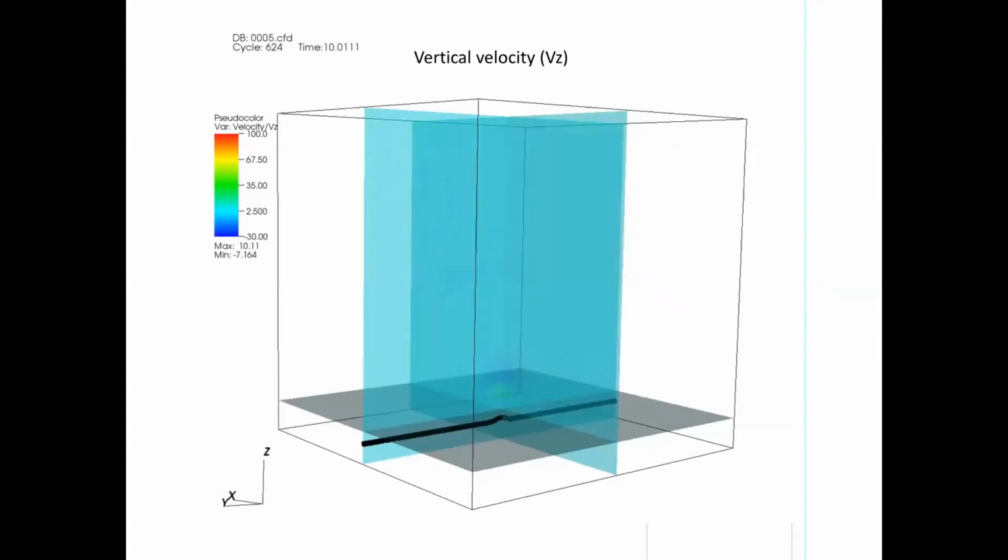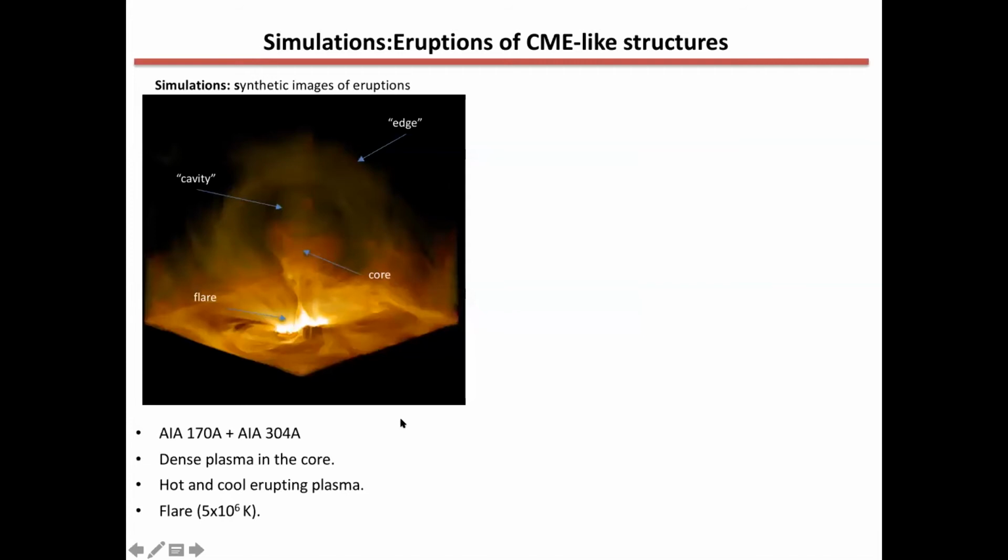I'm talking about eruptions. Obviously, you can compare with observations in a qualitative, but also in a quantitative manner. I gave you some numbers about velocity, density, temperature, and so on. Here, what you can do is to produce synthetic images of these eruptions. This is just one snapshot of one of these eruptions.